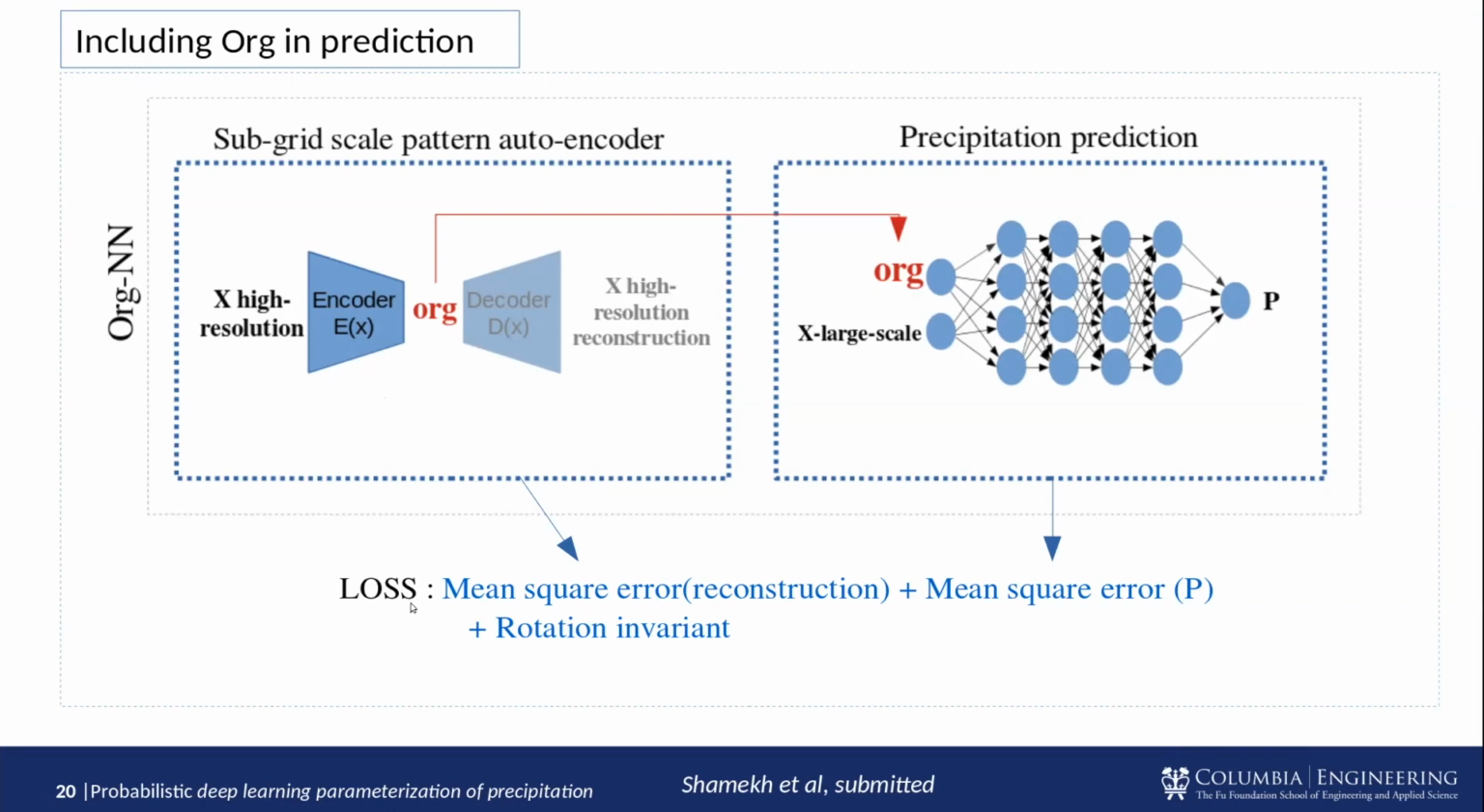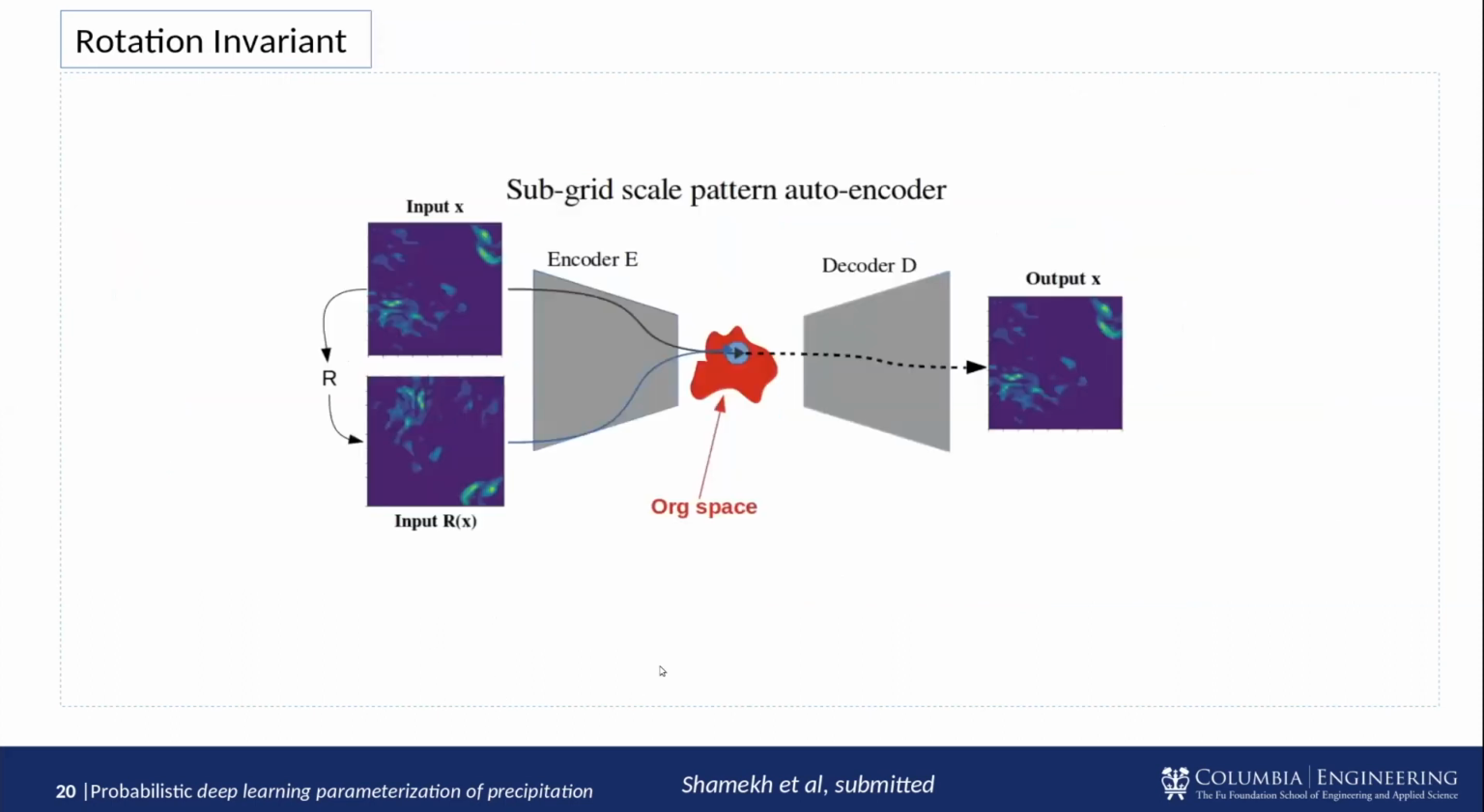So the loss that I have now is the mean square error of this reconstruction that I have here, the mean square error of precipitation, and we add a third term that is the rotation invariant. So basically, we know that if we have an organization metric, it shouldn't be sensitive to the orientation of this image, right? So we add this constraint. We rotate any input that we have randomly, so it should be only 90 degrees. And then we pass both of them through the encoder, and we force the org of those two to be close. So we add that to our loss function.